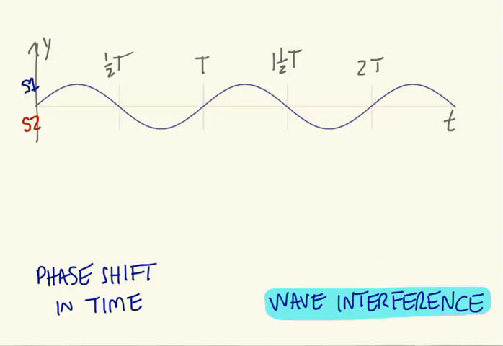And if they're shifted by 1/2 multiple, or not really multiples, but 1/2, 1.5, 2.5 times the period, then you'll see in this case that you'll have destructive interference. And that's how interference works with shifts in time.